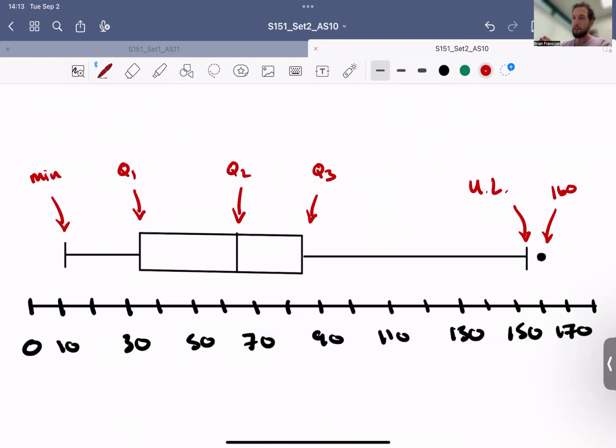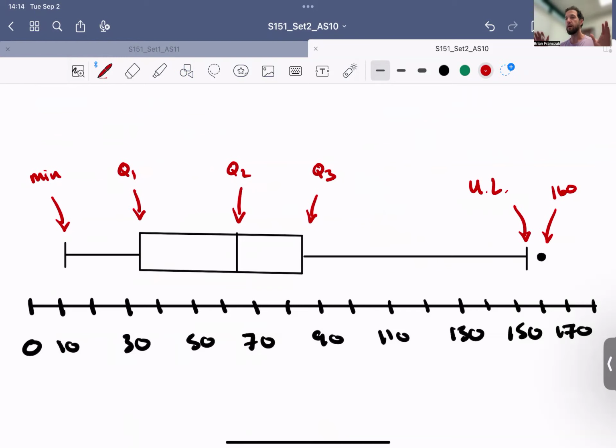And again, the reason that we construct the box plot in this way is because we have an upper outlier. If we didn't have an outlier on the upper side, I would just draw the whisker where I have UL at the max. So we only mark the points individually if they are designated as outliers.